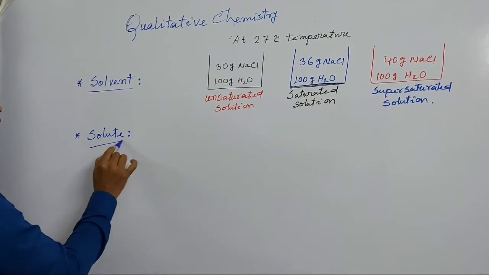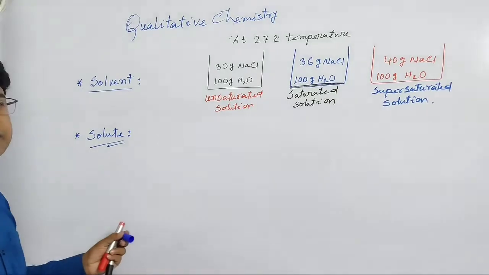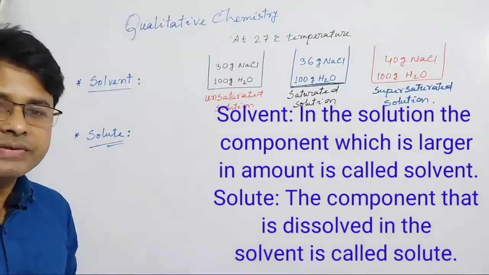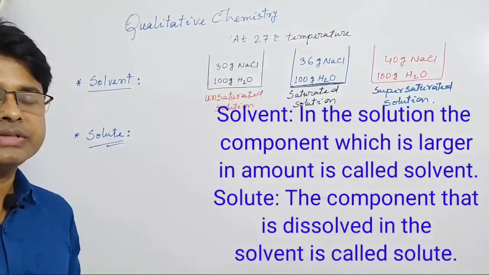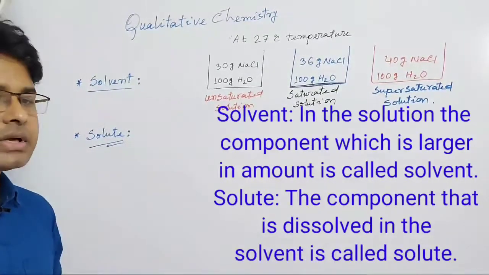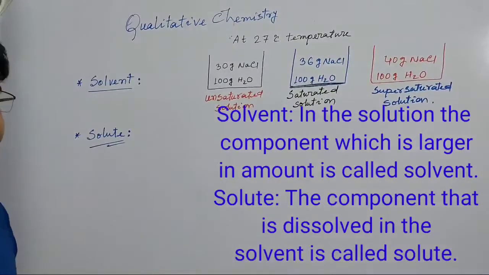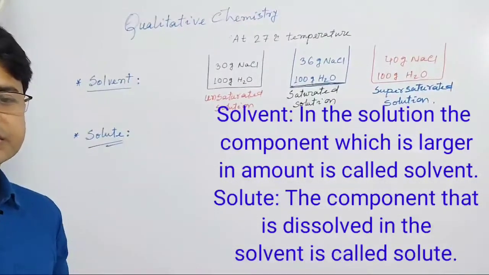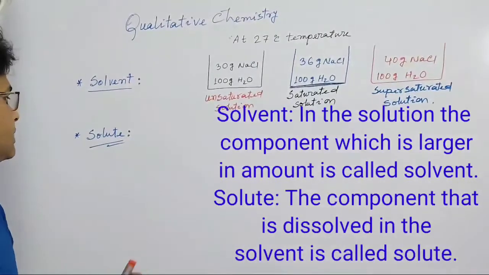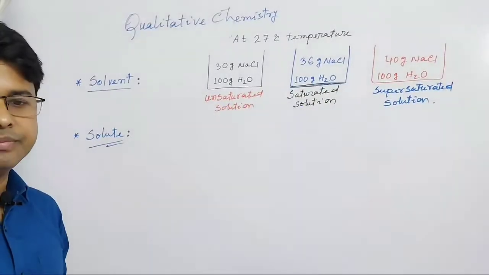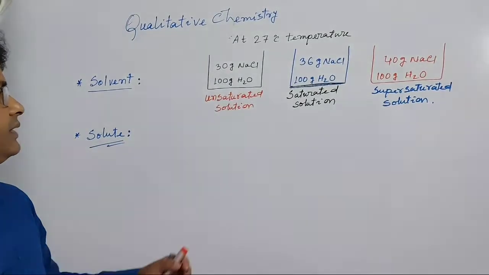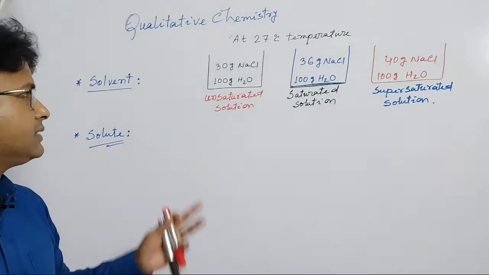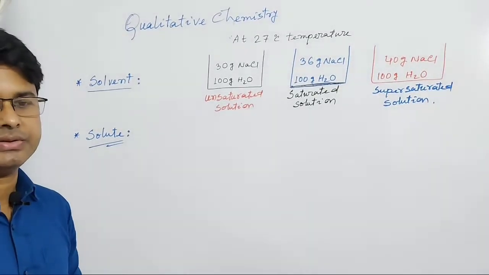Now, what is the definition of solvent and solute? In the solution, the component which is larger in amount is called solvent, and the component that is dissolved in the solvent is called solute. Example, already I have given you the example. Water is solvent here and sodium chloride is solute here.